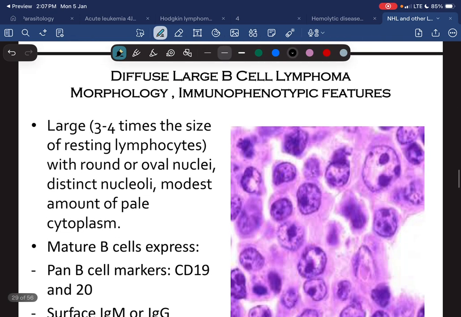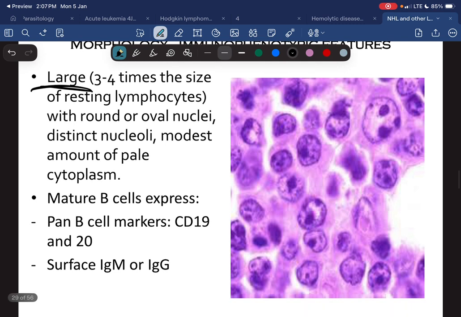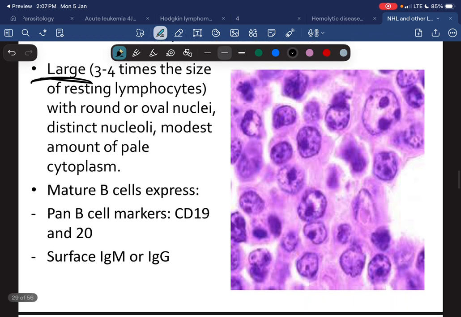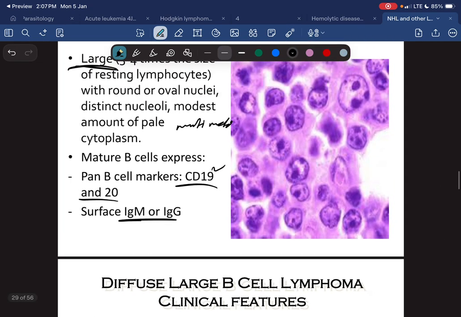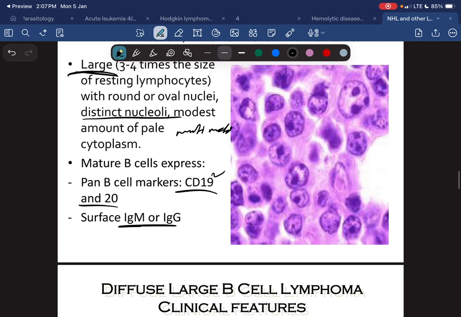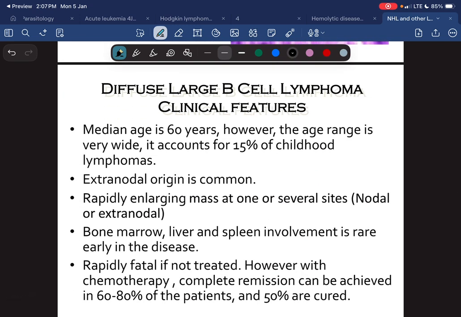These are large cells with multiple nucleoli and scant cytoplasm, expressing B-cell markers like CD19 and CD20 with surface immunoglobulin M and IgG. Clinically, the median age is 60. It is a disease of adults. However, we have 15% of cases developing in childhood, or 15% of childhood lymphomas are DLBCL.